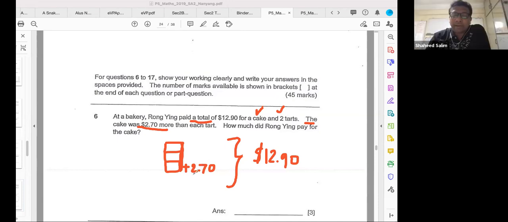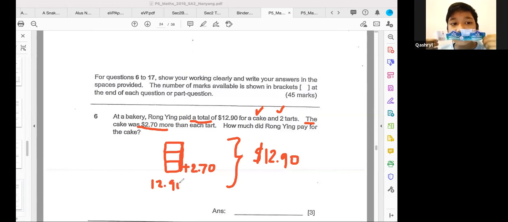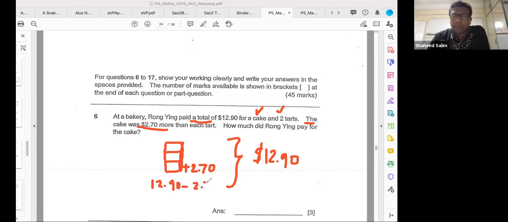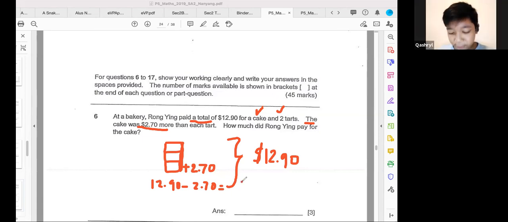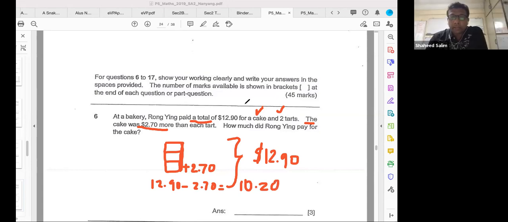Okay, so now first you must get rid of this extra part here. So how? 12.90 minus 2.70. What's your answer? Use your calculator, you tell me. How much you get? $10.20. Good. Now we already minus this, and after you minus this, these 3 units is $10.20. You know what to do now. Now this 3 units is $10.20 because you minus the extra part. Now what do you tell me to do now?